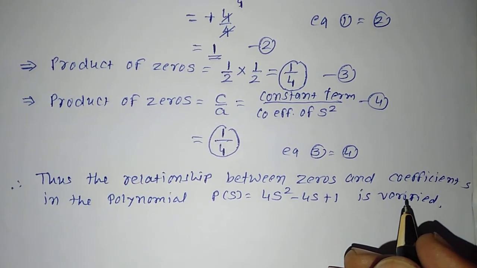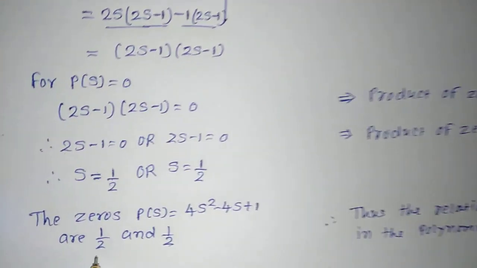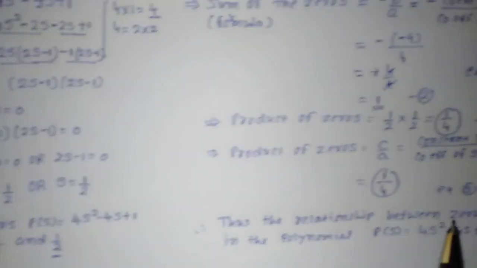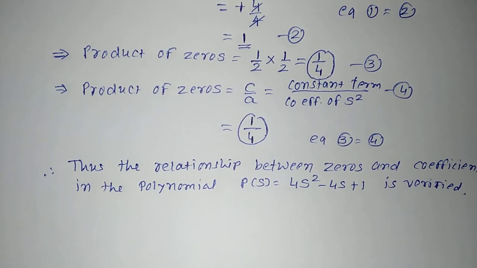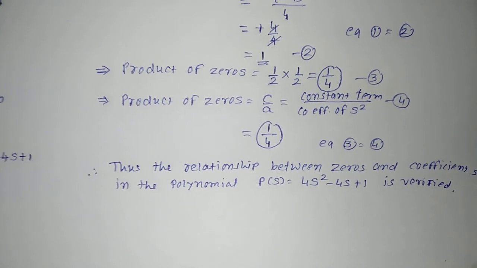We had to find out the zeros of the polynomial, that we have found here, that the zeros are 1 upon 2 and 1 upon 2, and then we had to verify the relationship. That relationship also we have verified. So this is how you can solve this sum, and it is very easy. In board exam this sum might be asked in 3 or 4 marks. You can get it easily.